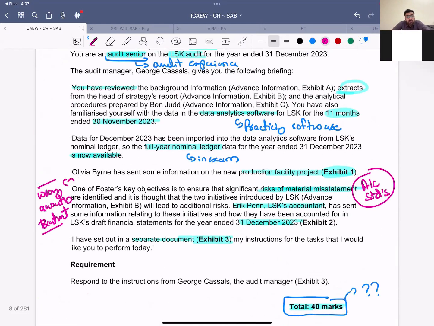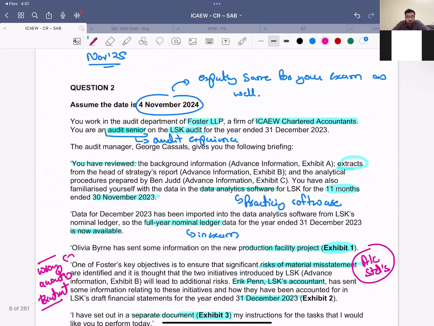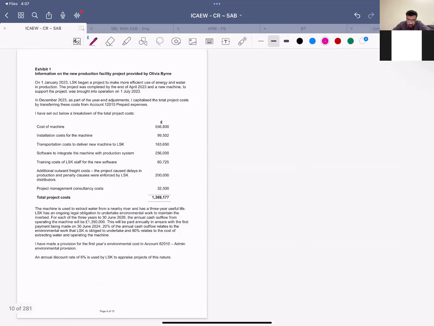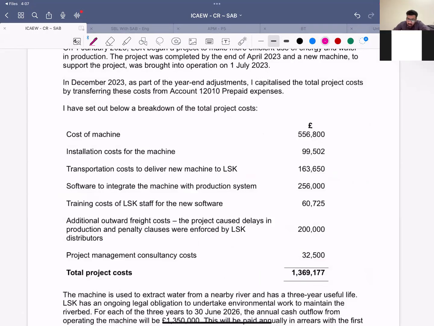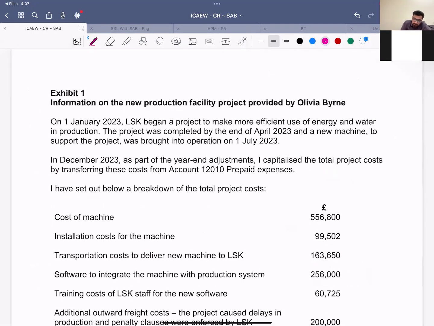So why are you reading it so slow? Because I am explaining it to you, right? You have to read it fast and try to understand each and everything. So now, Exhibit 1, information. Have we known about the requirement? No, we haven't got the requirement.